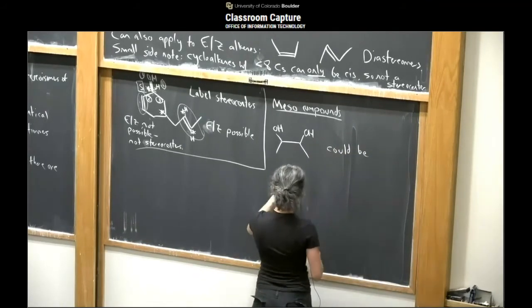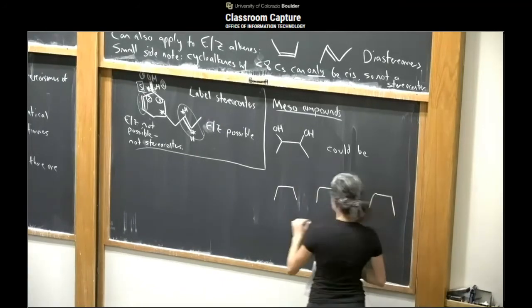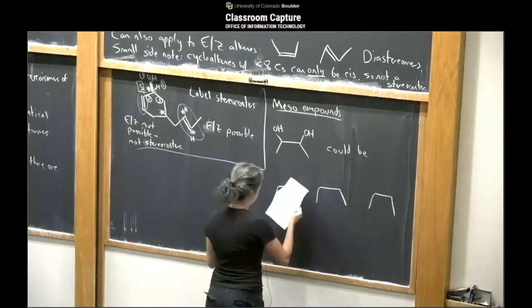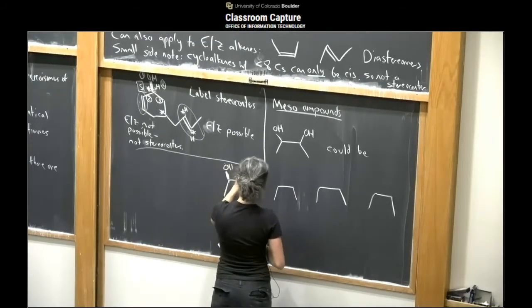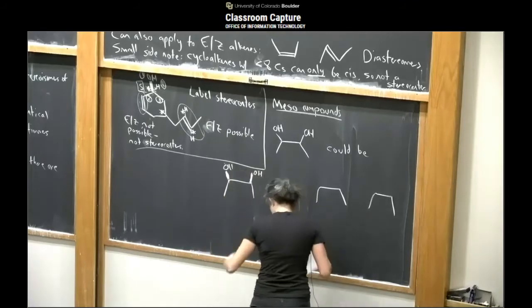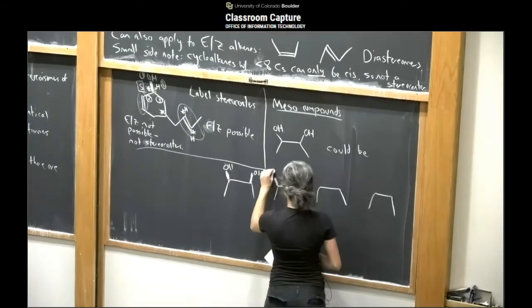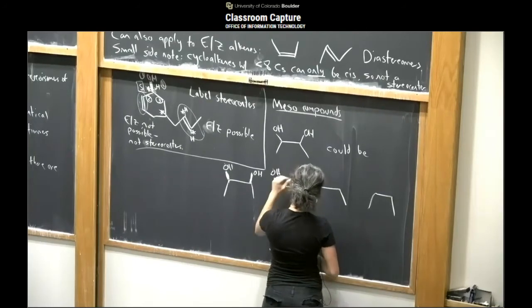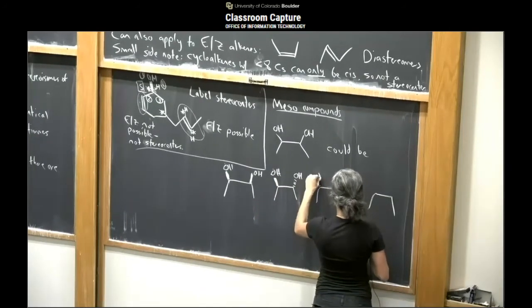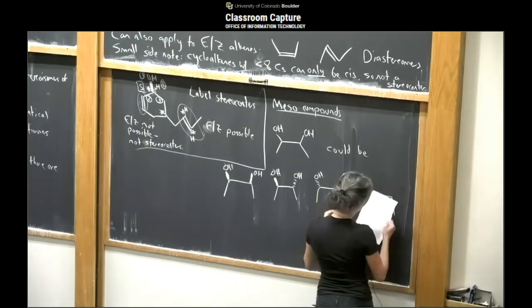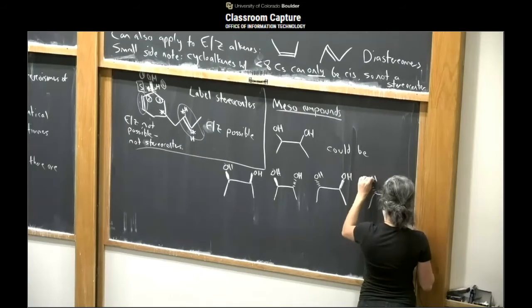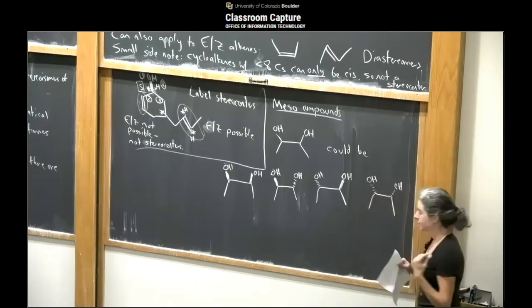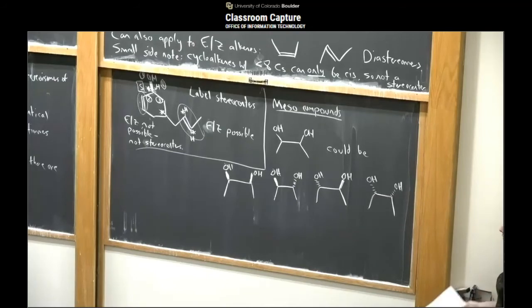So again, I can do bold, bold. I can do bold, dashed. I can do dashed, bold. And I can do dashed, dashed. So again, you're looking at this and you might think, okay, this molecule has four different possible stereoisomers. Same as the last example, pretty much. But you would be wrong.